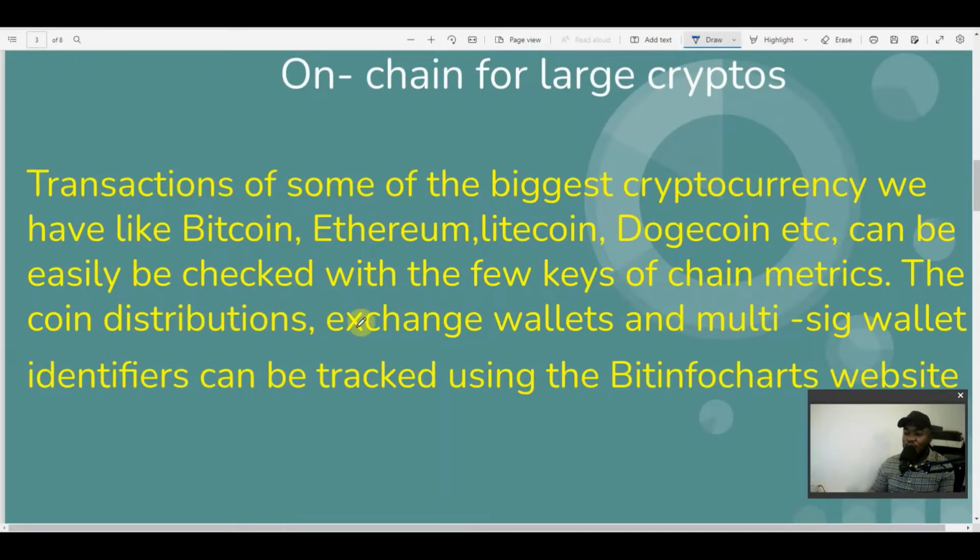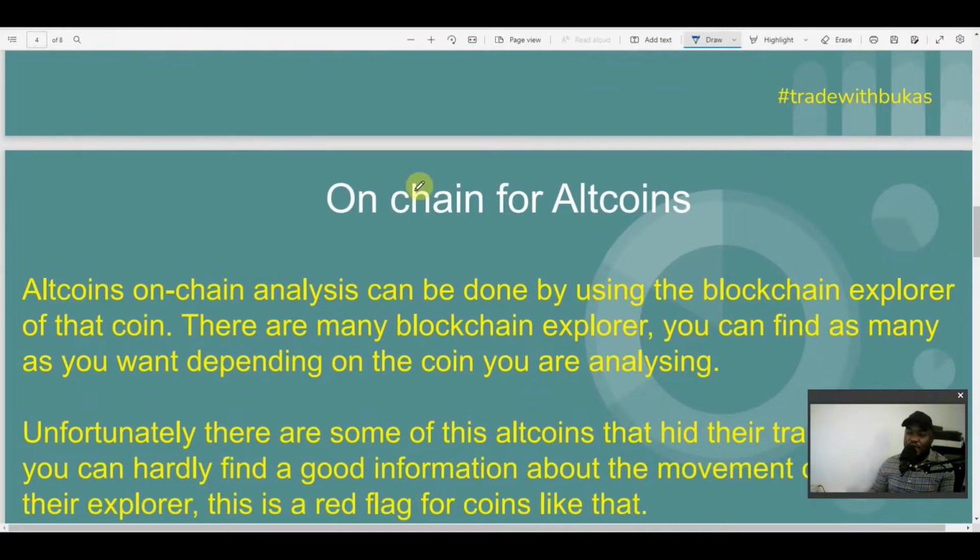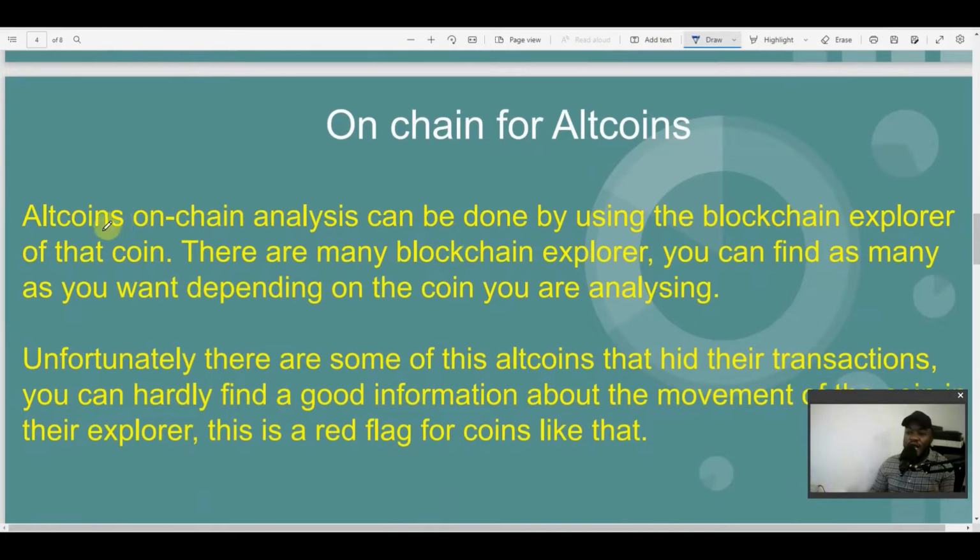This is what on-chain analysis is all about. Now, in the second part, we are going to talk about on-chain analysis for altcoins. On altcoins, on-chain analysis can be done by using the blockchain explorer of that coin. Each and every blockchain has an explorer, and sometimes we use the Etherscan explorer, because many coins are built on Ethereum.